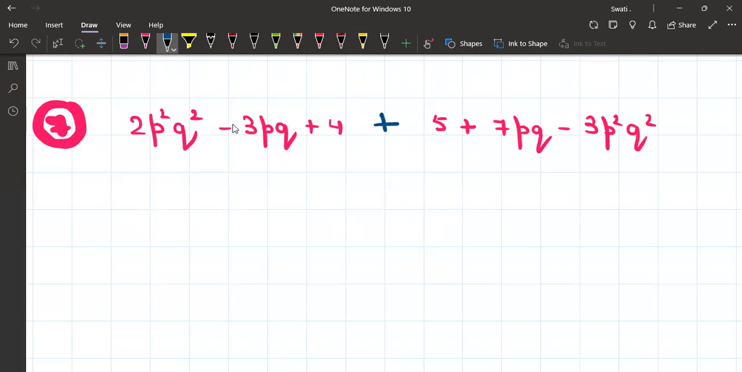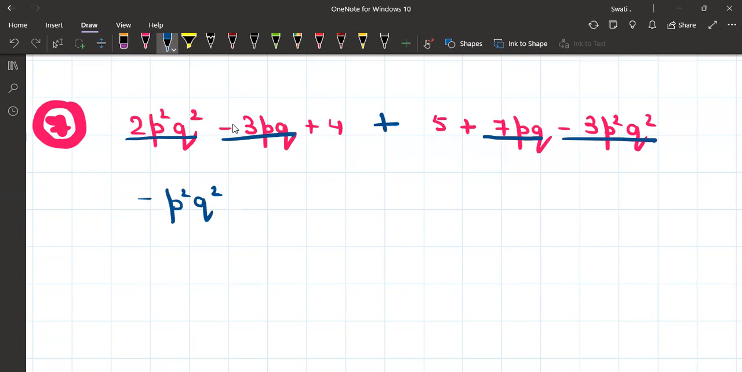So I'll just use the addition sign, and then I can see that we have 2p square q square minus 3p square q square. So here, of course, it is going to be minus p square q square because 2 minus 3 is minus 1, right? So if you don't write down here 1, it is okay. You can just write down minus p square q square. Next, we have plus 7pq minus 3pq.